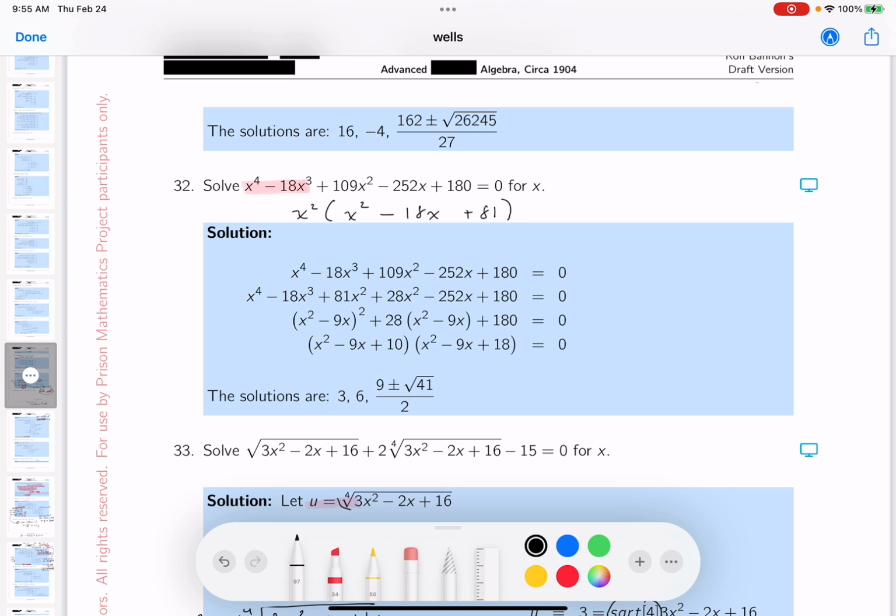Now, if I did that, I'm adding 81x squared, so I have to take it away. So it's minus 81x squared. And all I did was that red thing. That's it. Now, you might say, oh, you made it worse. Maybe. It could be getting worse.